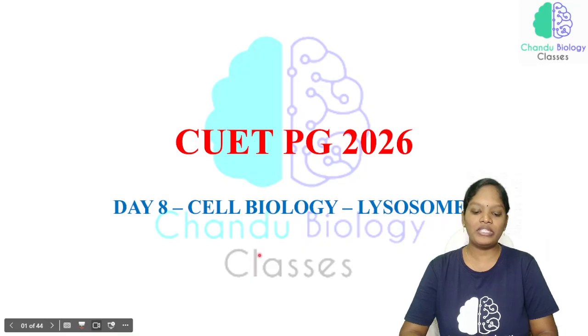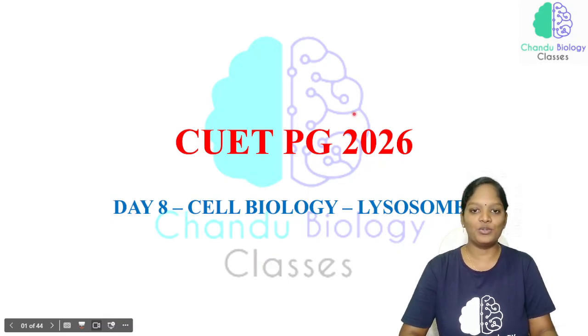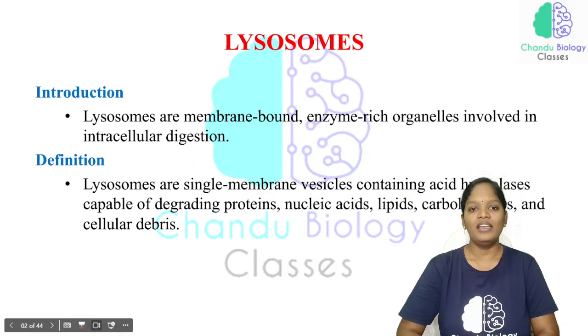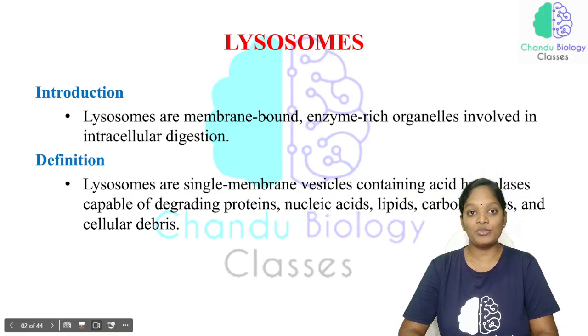In the previous class we started the cell biology chapter. So far we have completed the cell theory, plasma membrane, nucleus, mitochondria, Golgi complex and endoplasmic reticulum. So in today's class we are going to discuss the lysosomes. We also discussed the endomembrane system in the last class, right?